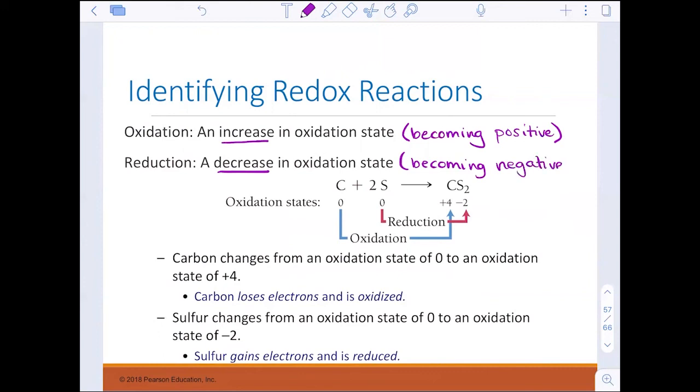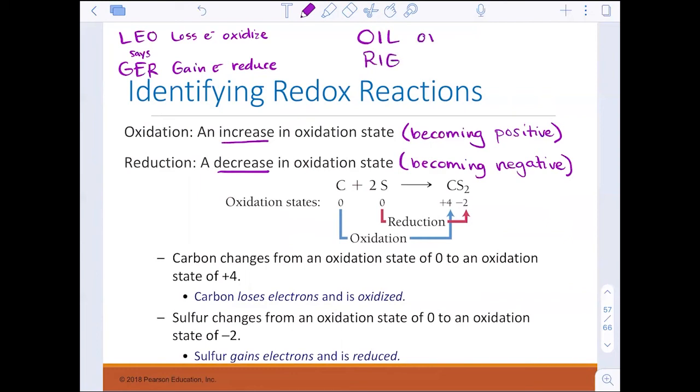There are a lot of acronyms to be able to use. LEO says GER is the most common. Loss of electrons oxidized, gain electrons reduced. OIL RIG is also another one. Oxidation is loss. Reduction is gain.